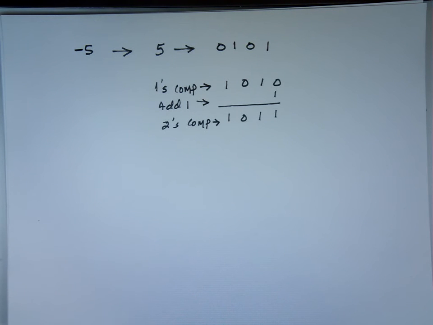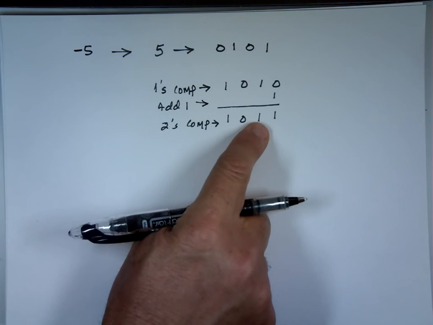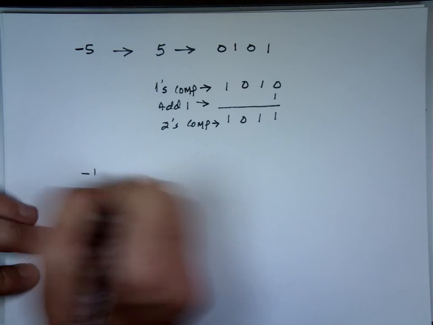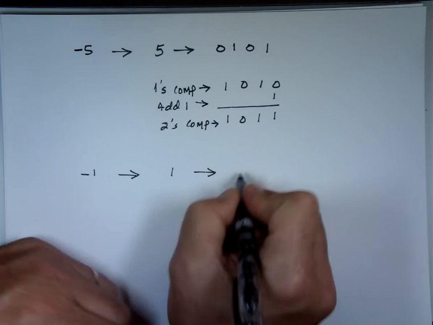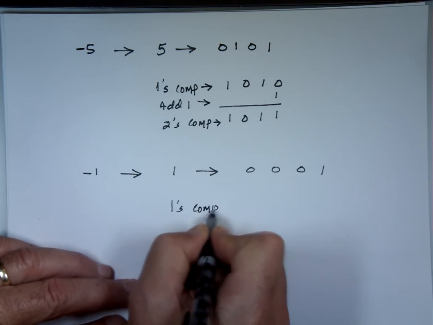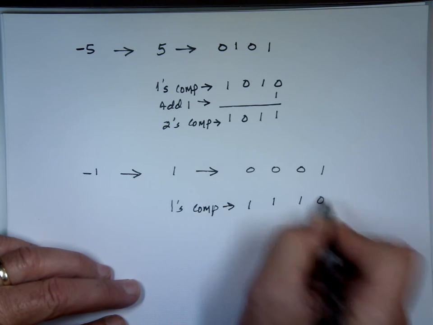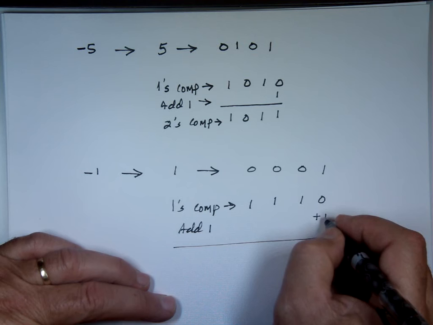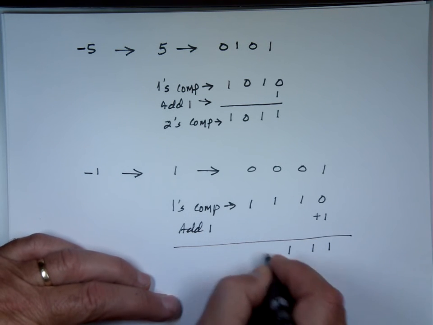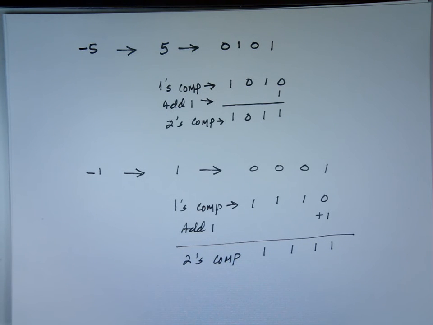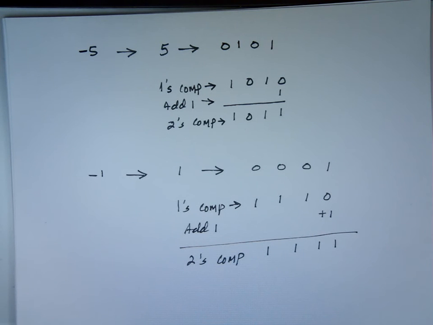16 minus the 5 is what? 11: 8, 2, and 1. That's 11. How about a negative 1? Let's find out what the 1 is in binary. The 1 in binary with 4 digits is 0, 0, 0, 1. 1's complement: 1, 1, 1, 0. Add 1: 1, 1, 1, 1. That's the 2's complement. What is 16 minus 1? 15. 1, 1, 1, 1. That's a 15.